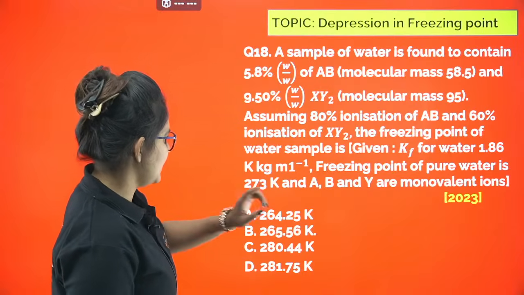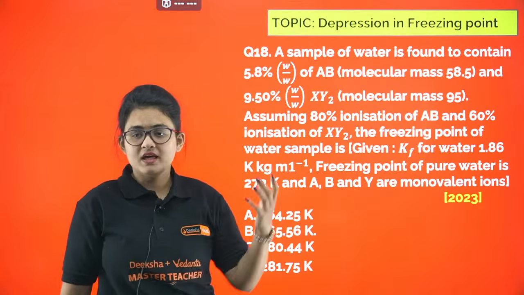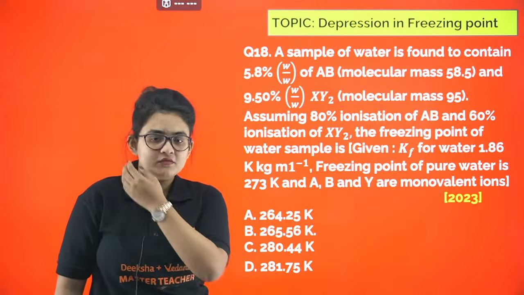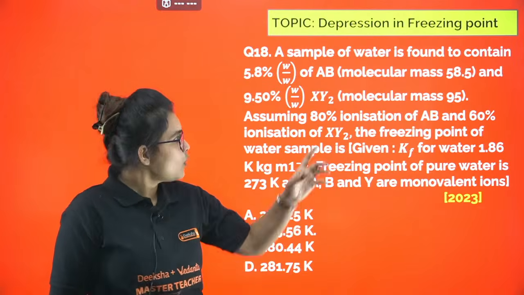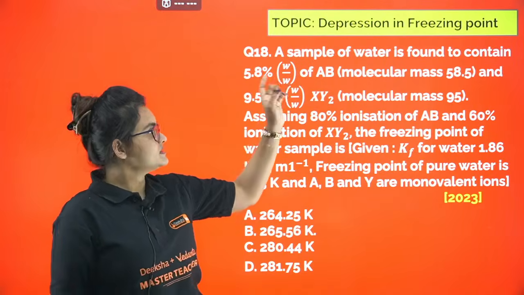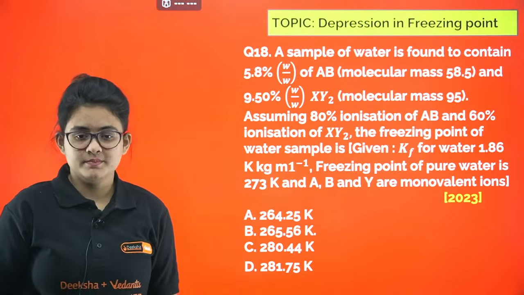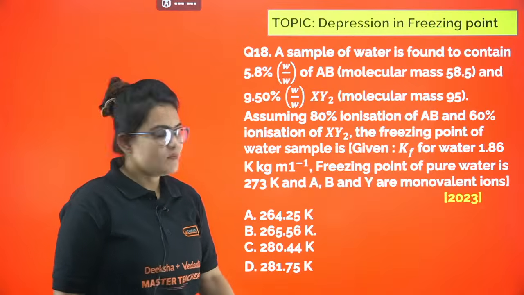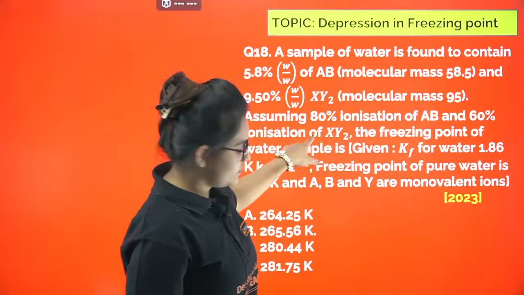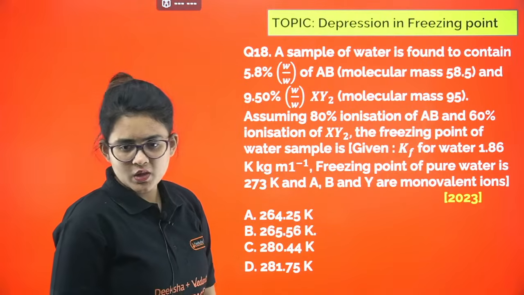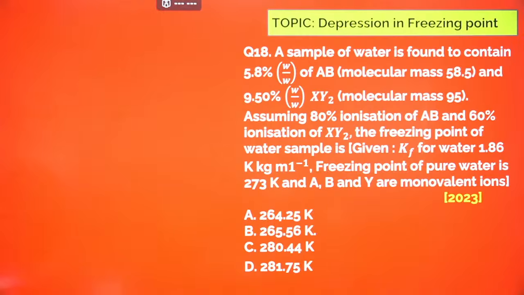Kf values are given. So much information is given. You can see I have a sample in which I am having AB and XY2. AB is there how much? 5.8%. And XY2 is how much? 9.5%. And how much ionization of AB? 80%, and 60% for the XY2. So along with that we have to proceed. Let's see how we should do it.